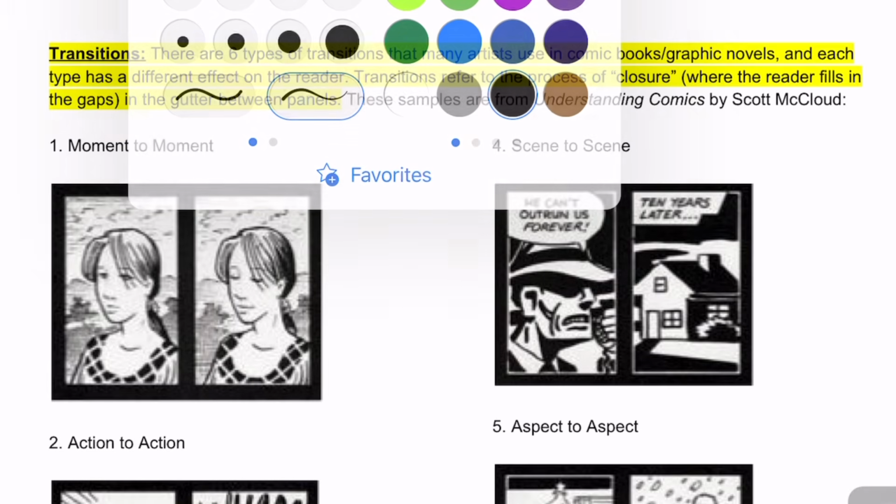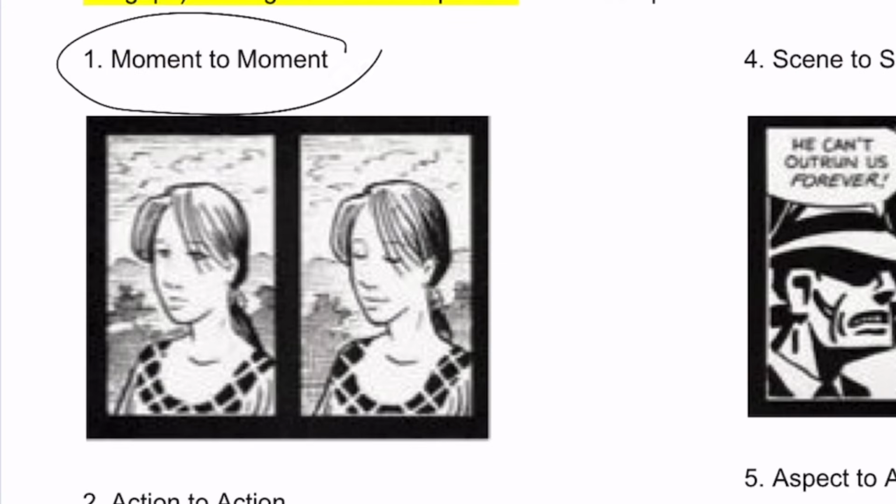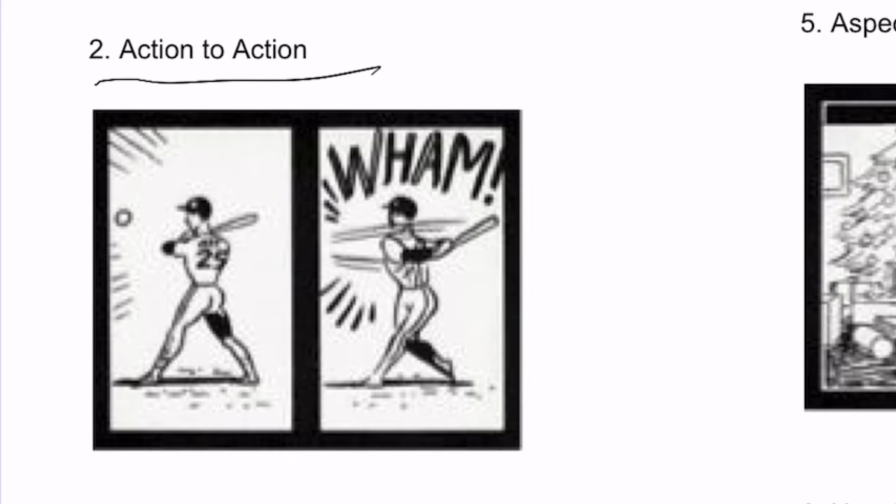So, moment to moment. Basically it's almost like seconds between each of the panels. So moment by moment you can see the changes. With this female character, you can see the changes in her facial expressions. Another one that we have is action to action. So you can see the start of this baseball player, the pitch is coming to him, and then the next action is him hitting the ball.